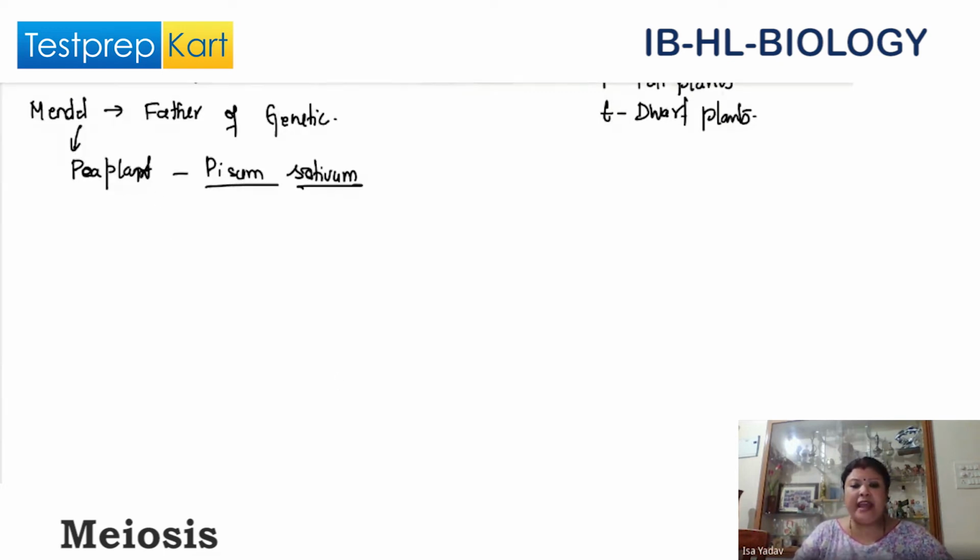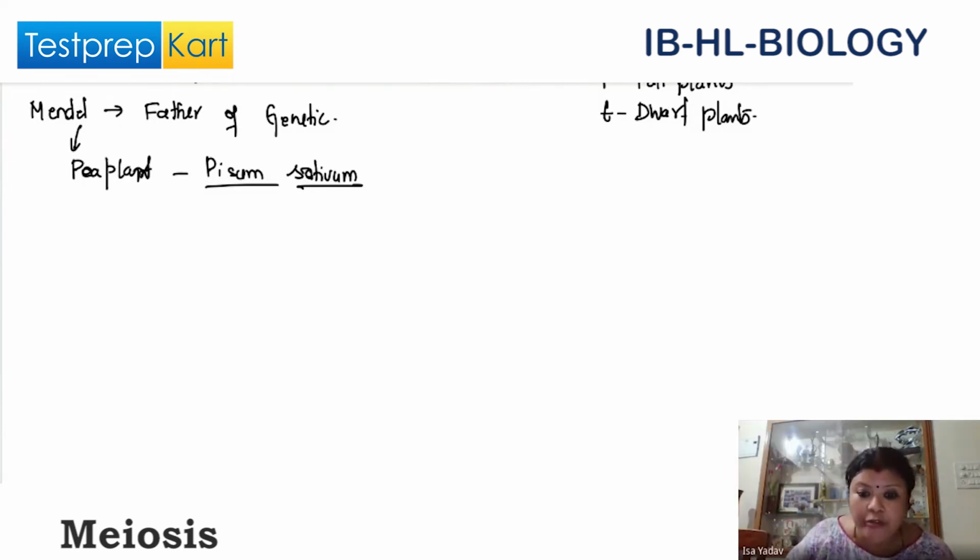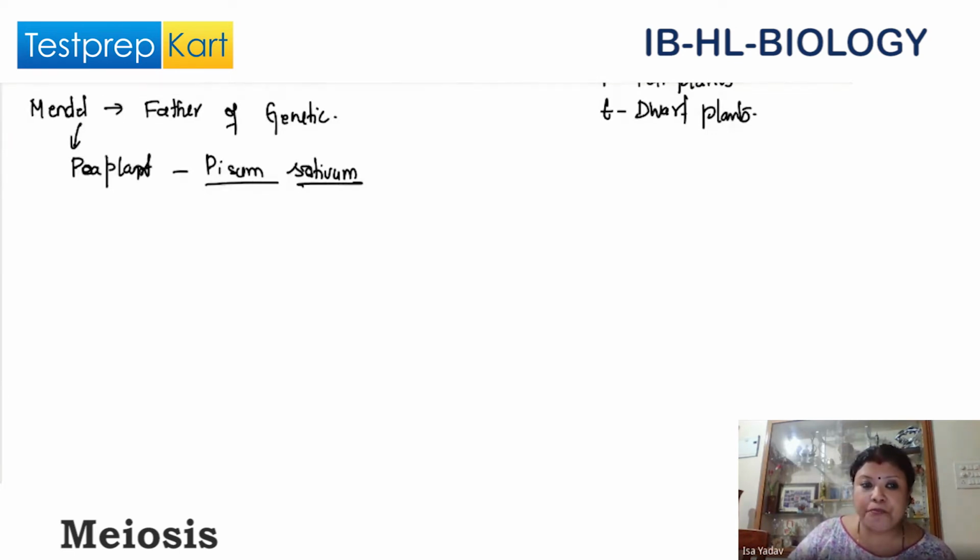After Mendel finished his experiment, he showed his experiments to the science society, but they never accepted his experiment. They would laugh at him. But years after Mendel died, there were scientists who rediscovered his work. And then they found that what Mendel had given was like a treasure. And that's how Mendel came to be known as the father of genetics.